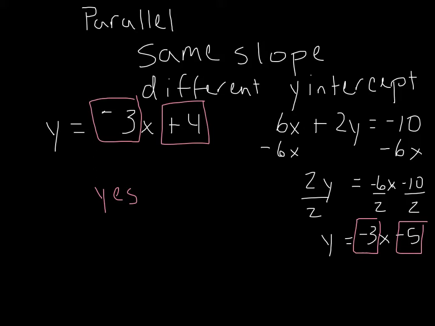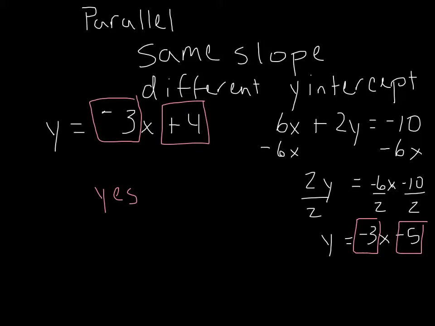Alright, so it's as simple as that. Get them both into slope-intercept form and check their slopes. Are they the same or are they different? If they're the same, then check their y-intercepts. If the y-intercepts are different, they're parallel lines. If the y-intercepts are the same, they're the same line. So no, they're not parallel, they're the same.